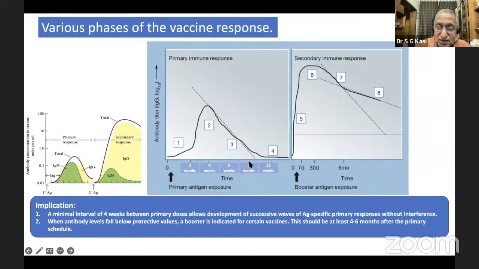That's why USA uses an 8-week interval. They use 2 months, 4 months, 6 months. But in developing countries, the diseases occur so early, we need early protection, so we prefer a 4-week interval vaccine.